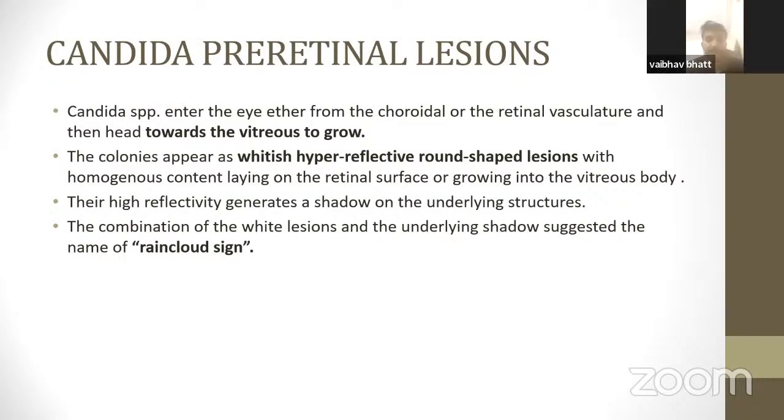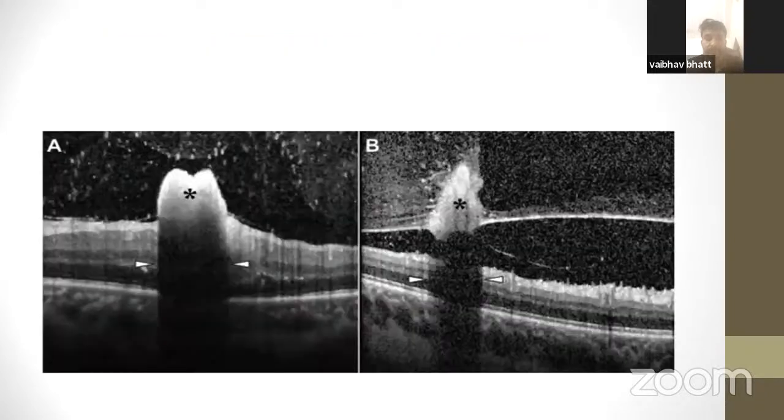Candida preretinal lesions. Candida species enter the eye either from the choroidal or the retinal vasculature and then head towards the vitreous to grow. The colonies appear as whitish, hyperreflective, round-shaped lesions with homogeneous content laying on the retinal surface or growing into the vitreous body. Their high reflectivity generates a shadow on the underlying structures. The combination of the whitish lesion and the underlying shadow suggested the name of rain cloud sign, which we can see in this image. Hyperreflective lesion and then shadowing.